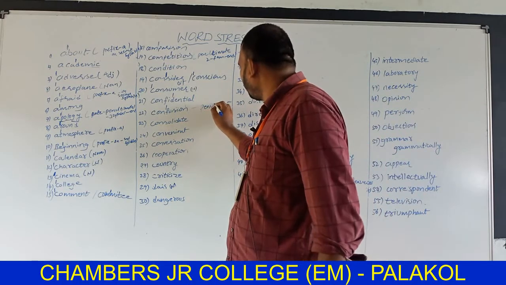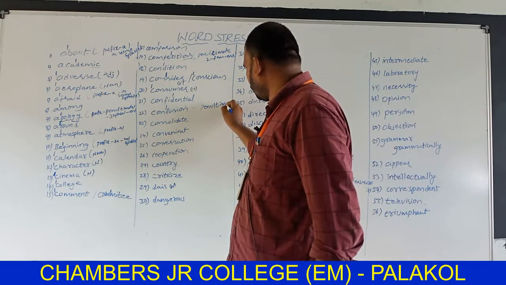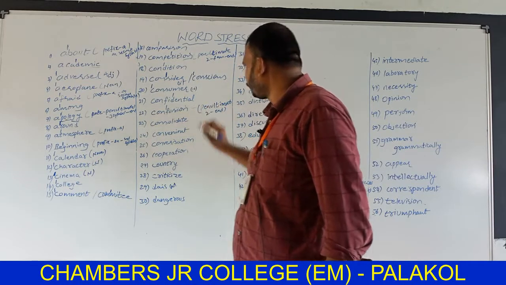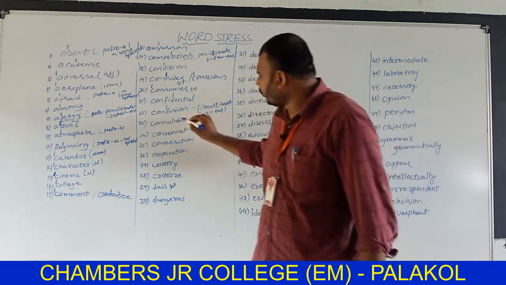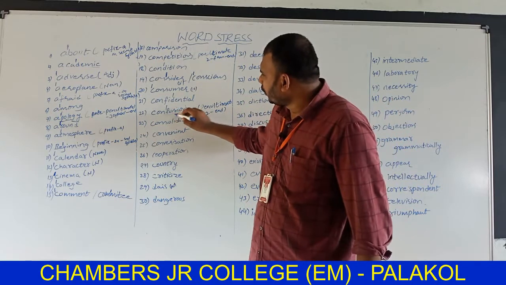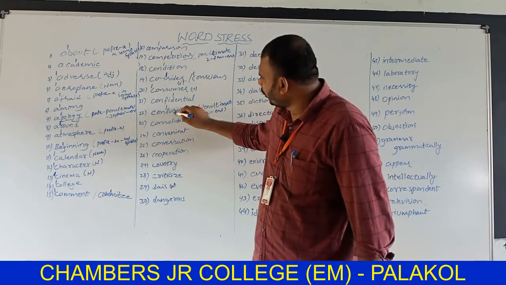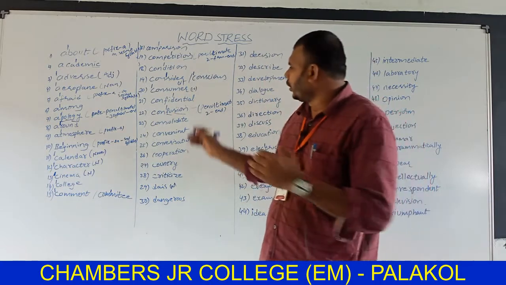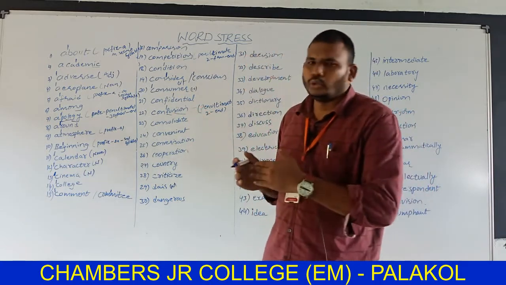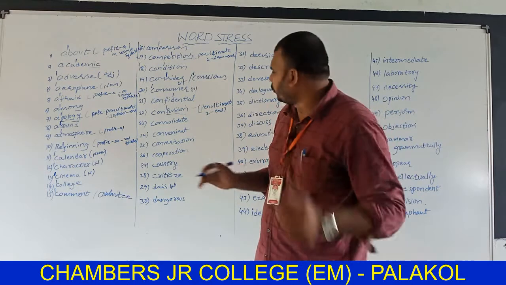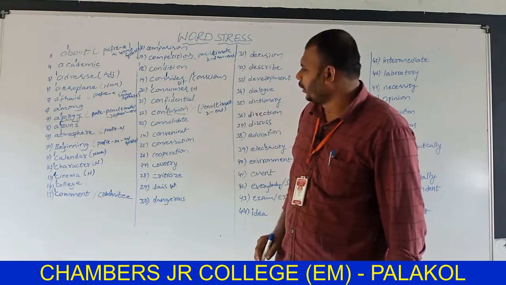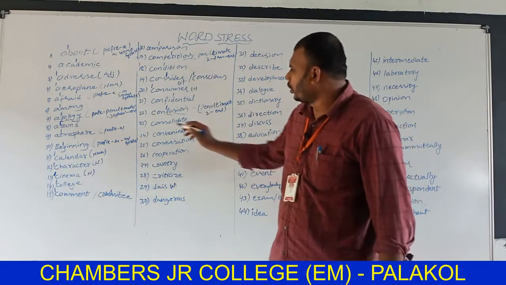So penultimate means second syllable from the end. So what is the second syllable from the end? Confusion. SION is one syllable and FU is one syllable. So here the letters FU are considered the second syllable. So we should put the stress mark on F. Right? And let's move on to the next one.